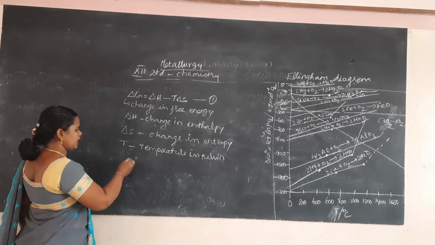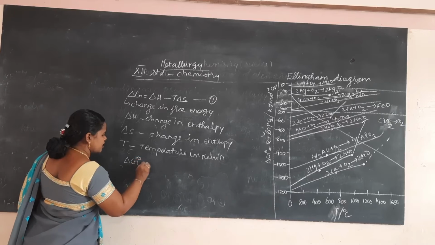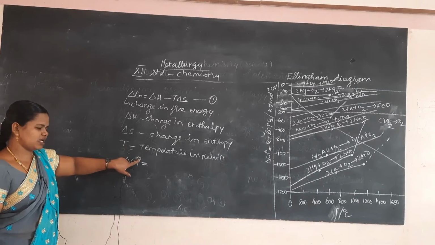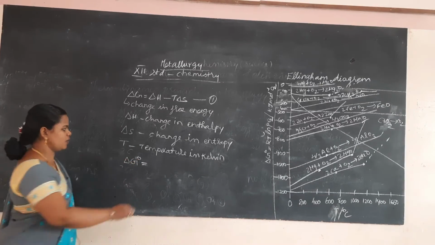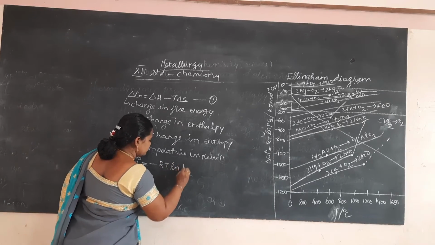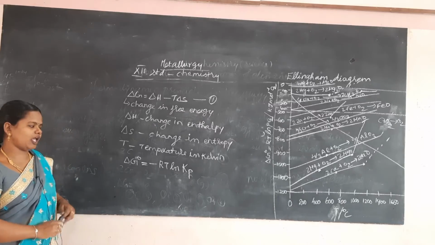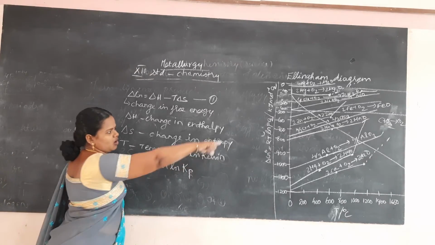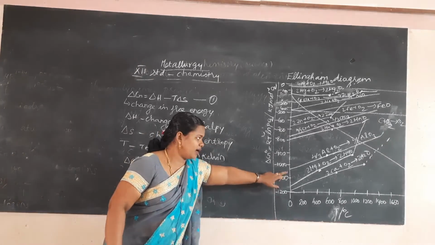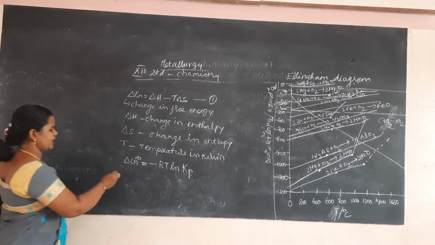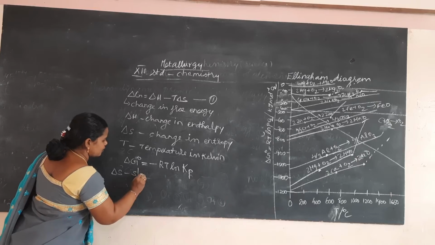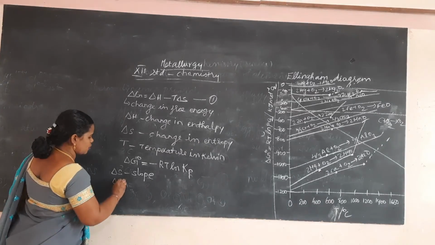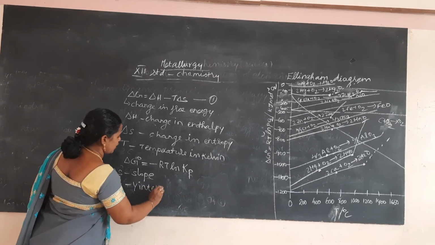Now he gave the standard free energy change for an equilibrium process as delta G naught. So delta G naught is equal to minus RT ln Kp. Using this delta G naught, he obtained a lot of values and made a plot, and in this plot he got a straight line. You can look at the diagram. In that straight line, delta S is the slope. Delta S is nothing but the entropy change, which is the slope, and delta H is the y-intercept.